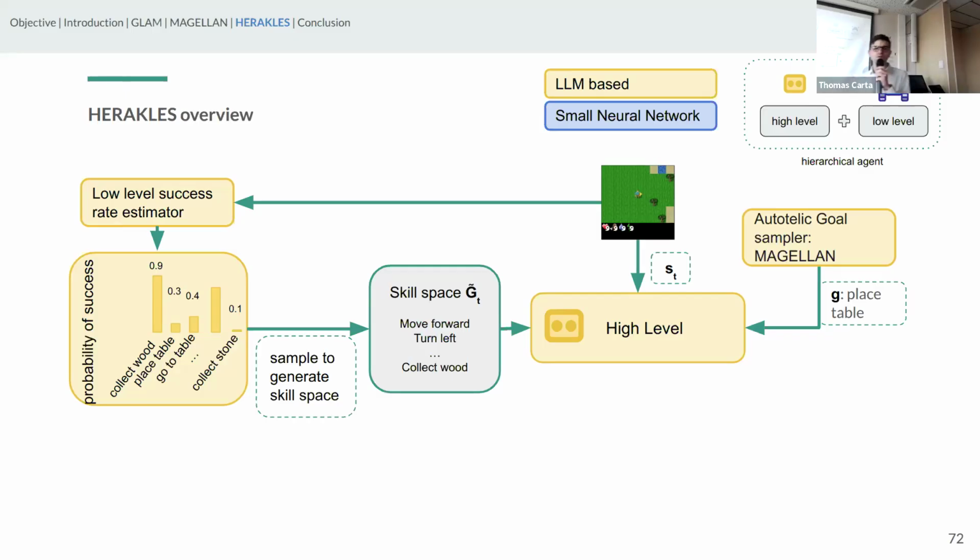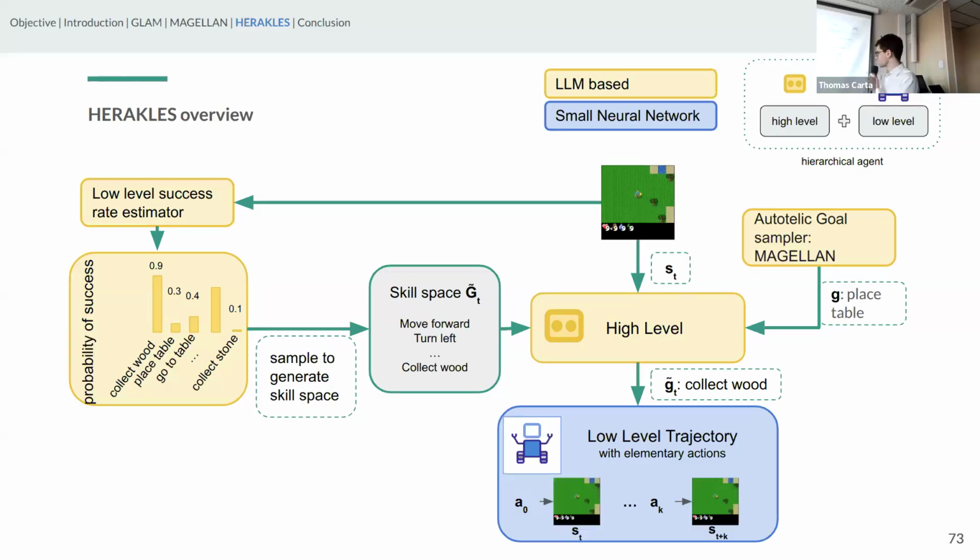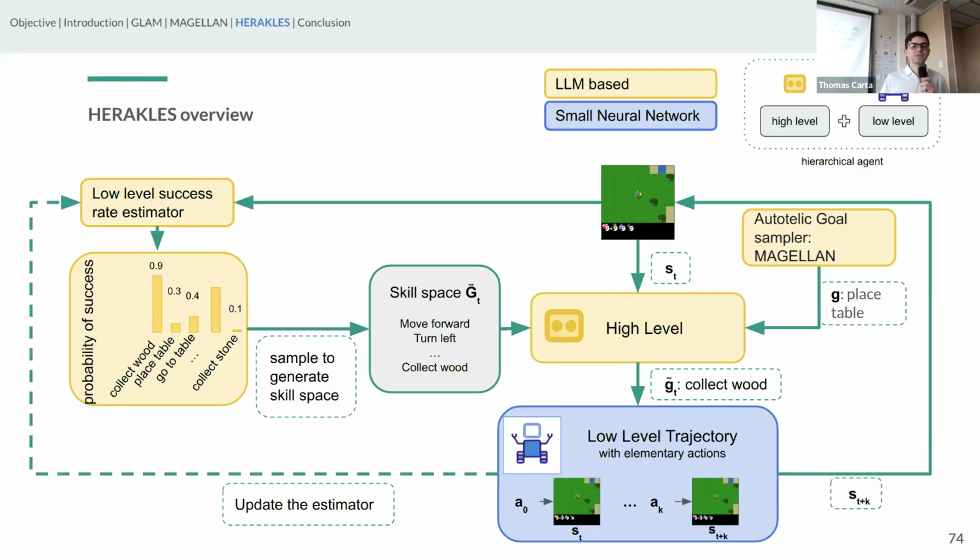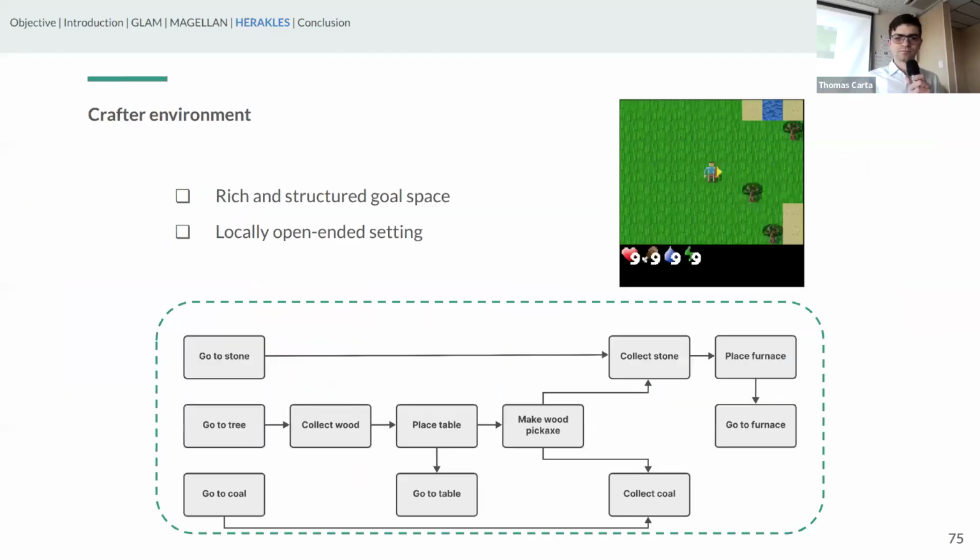And from that, we'll sample some sub-goals to generate a skill space. So the sub-goals that have a high probability of success tend to be more often present inside the skill space. And then the high level will select some sub-goals and the low level tries to reach them. This trajectory is used to update the low-level success rate estimator and also to close the loop. And the high level can then generate another sub-goal.